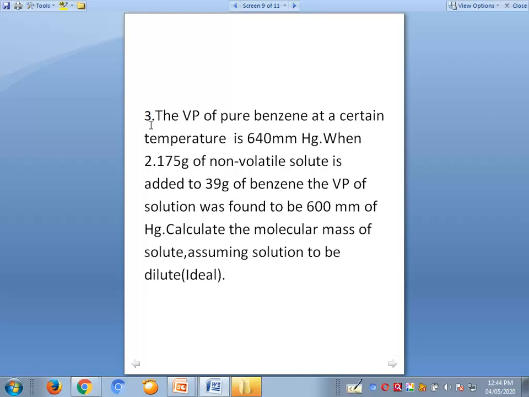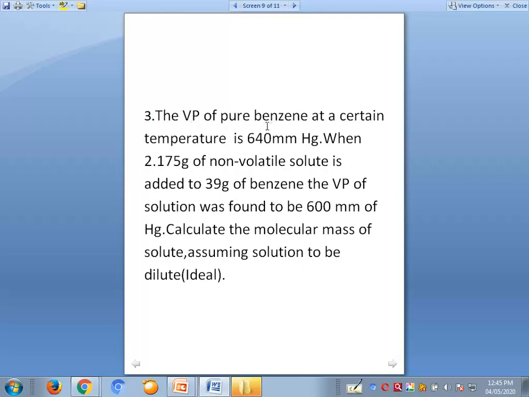Now, children, they have given many details here. You have to write the given things first. The vapor pressure of pure benzene, that means the P naught value, right? So benzene here is your solvent, right? Yes, it is the solvent.